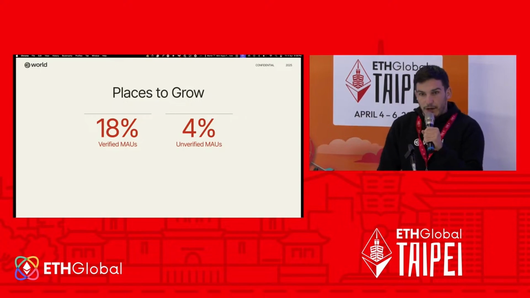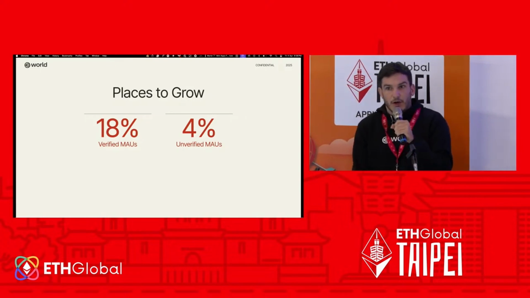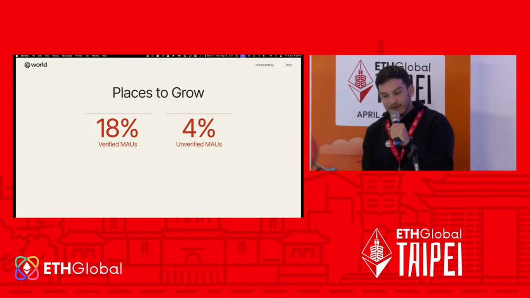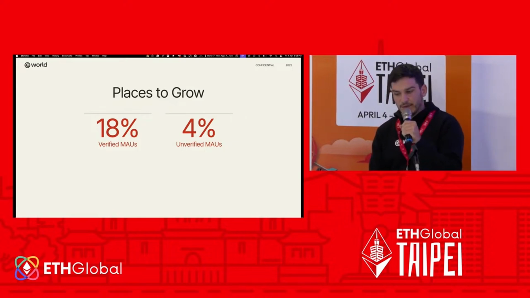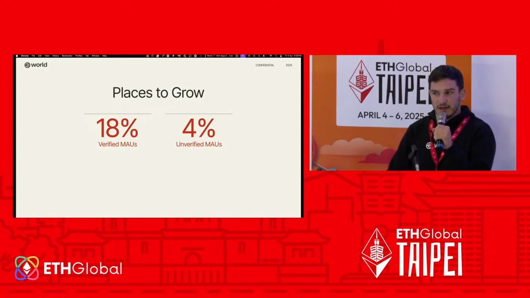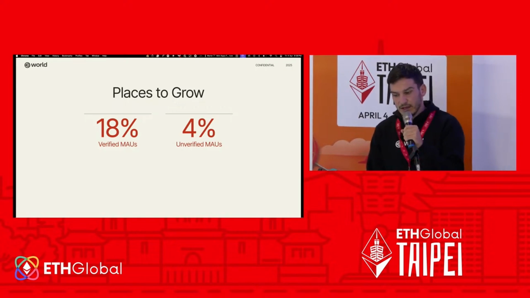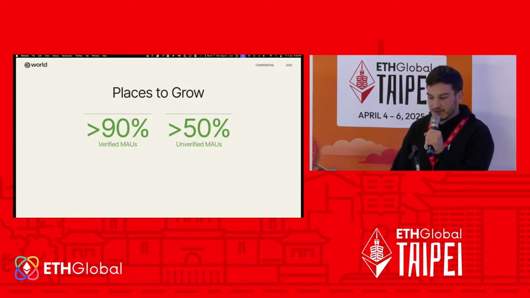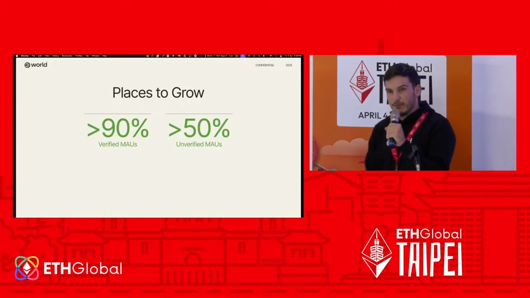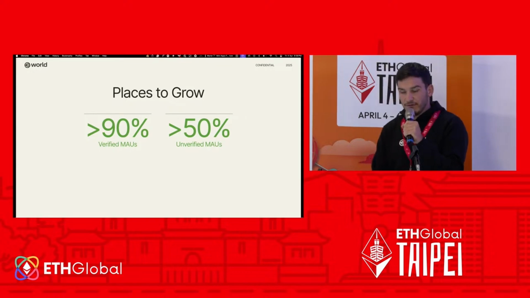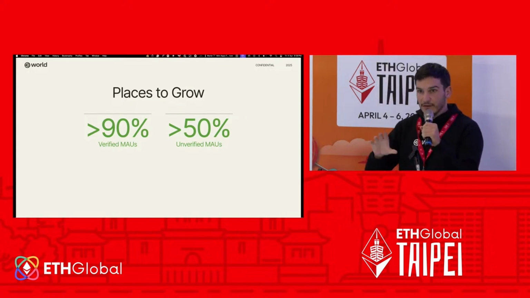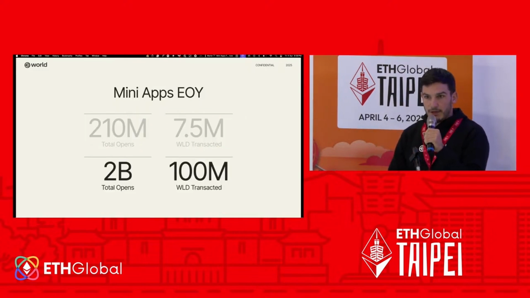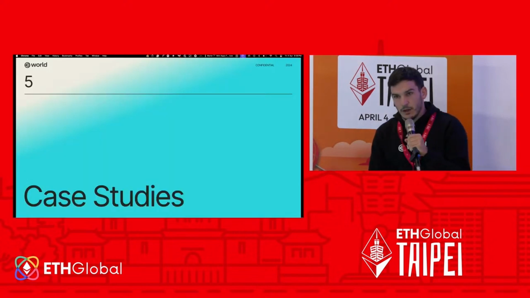What else? Where are our places to grow? We are also making this happen because we have 18% of monthly active users verified using mini apps and only 4% unverified monthly active users using mini apps. We're going to take those numbers to more than 90% verified monthly and more than 50% unverified monthly, okay? Taking those numbers up and up.